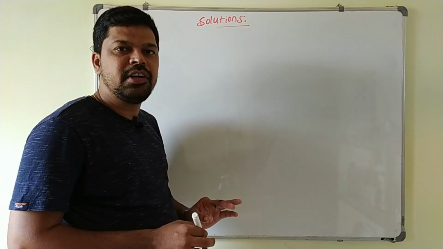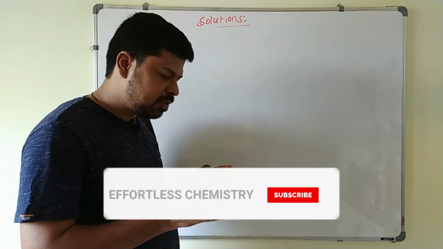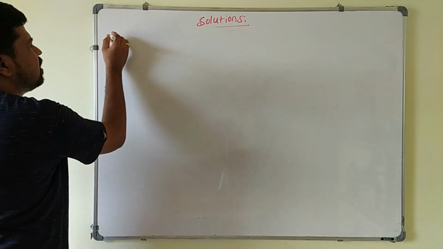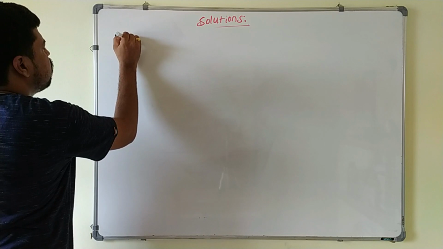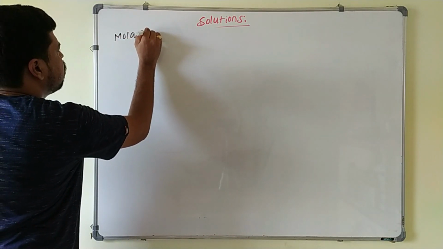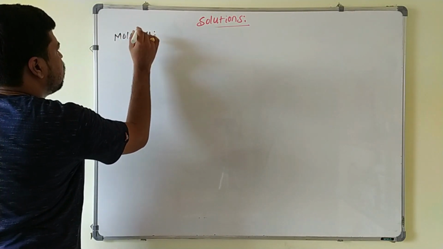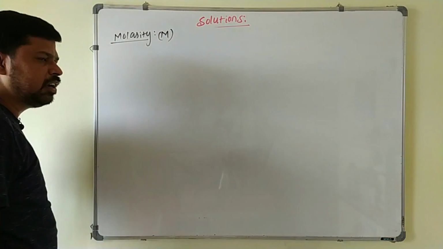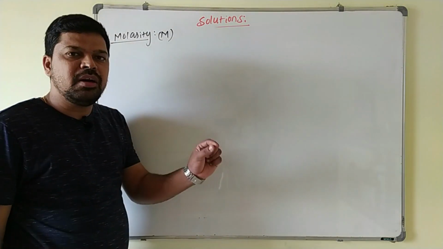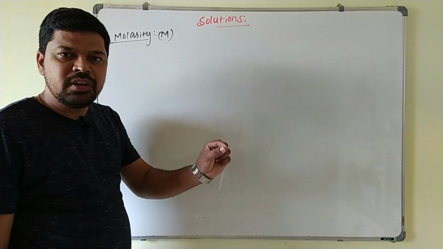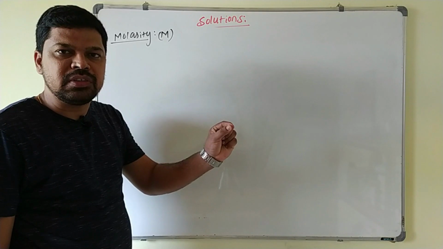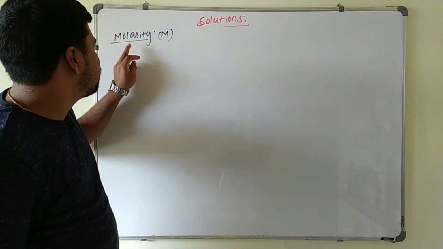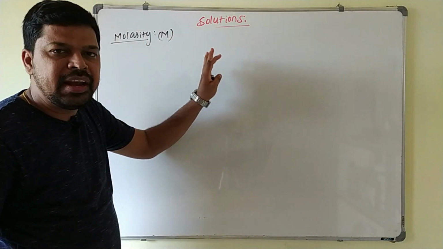So the next important concentration term is molarity. Most of the problems are coming on this concentration term, that is molarity. Its symbol is capital M. You have to write it in terms of capital M. Number of moles of solute present in 1 liter of solution is called molarity.